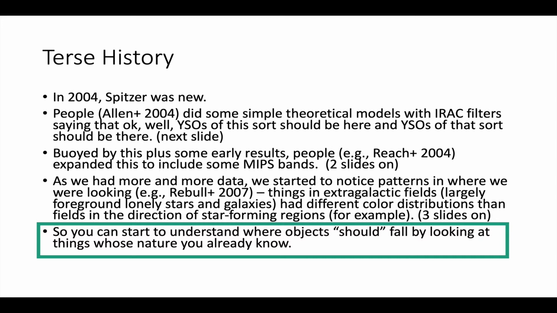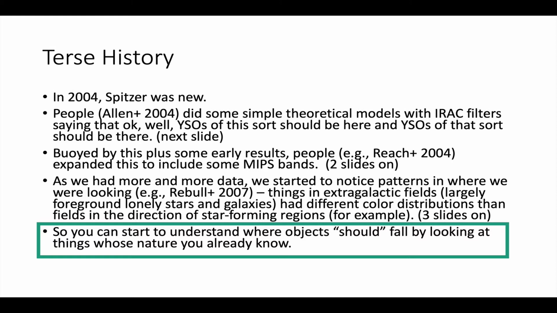Buoyed by this success, people carried on to the next steps. Here, these objects are outliers in the IRAC color diagram. What happens when we include MIPS? We include MIPS in color diagrams to identify stars that are really red, in other words, young stars. As we got more and more data, we were able to notice patterns in where we were looking.